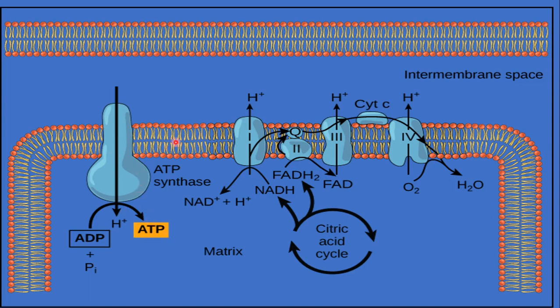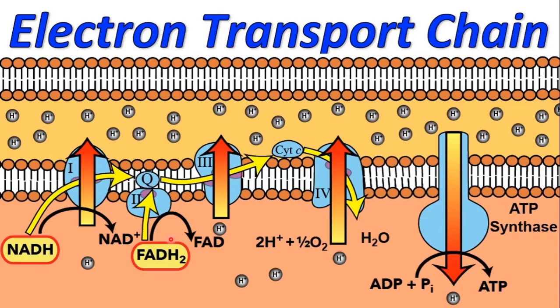In the meantime, there is also release of the electrons. Protons have reached the matrix. Electrons have reached the matrix. That is accepted by oxygen. Oxygen accepts protons and electrons. So oxygen will accept it to form water molecules. So thereby there is release of ATP molecules.